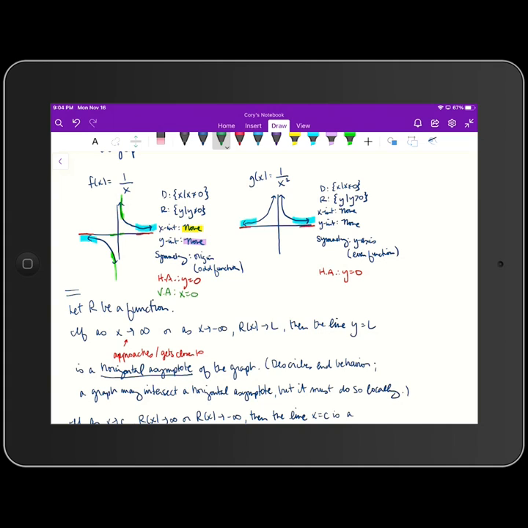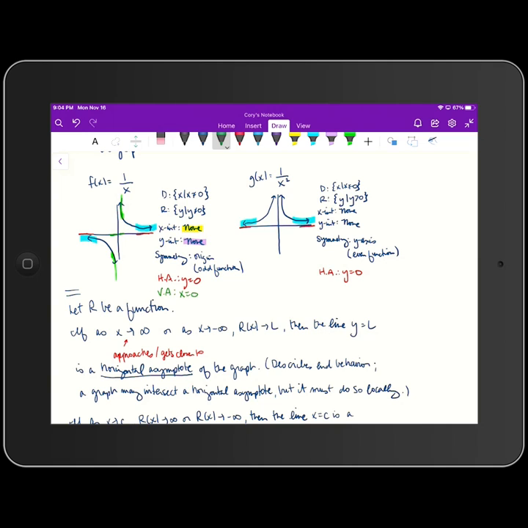Okay, so as your graph approaches a vertical asymptote, your graph can do one of two things. Your graph is either going to go to infinity as you approach the vertical asymptote, or the graph goes to negative infinity as you approach the vertical asymptote.